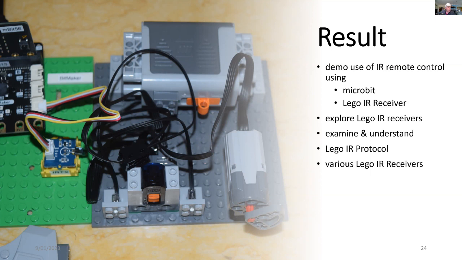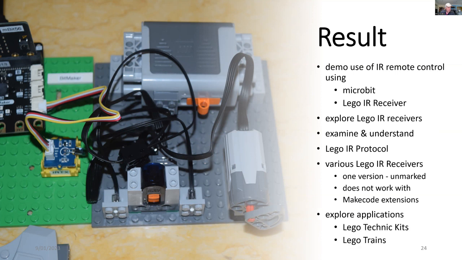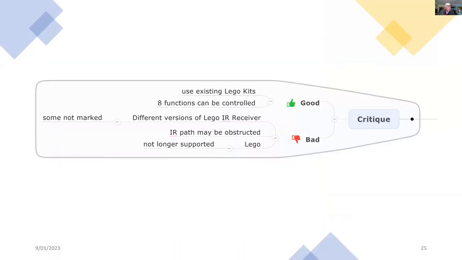And I've had a look at various IR receivers, and here we go with the one which was unmarked. I still haven't explored all of the applications that I'll be putting this to use, but this will be able to make some of that Lego modeling a little bit more interesting. So just looking at the critique, you can use this on existing Lego kits, which is good. So you can add a little bit of value and a bit of interest to that. And with just the one IR control receiver, you can control up to eight functions.